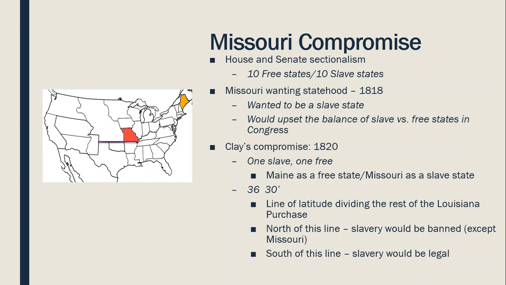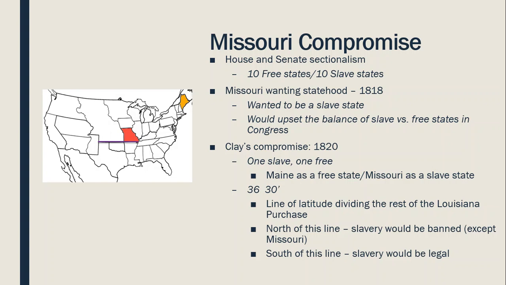For future reference, Henry Clay devised a line. He says the 36-30 line, so 36 degrees, 30 minutes latitude, okay, which is a line, if you look at the map there, right below Missouri, which is red. There's like a little purple line across Arkansas, Oklahoma, and Texas. That is the 36-30 line, which is going to divide the rest of the Louisiana Purchase territory. So keep in mind that we do not have control of Texas at this time. That is still Mexican territory.